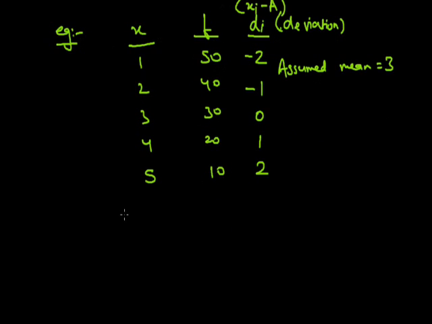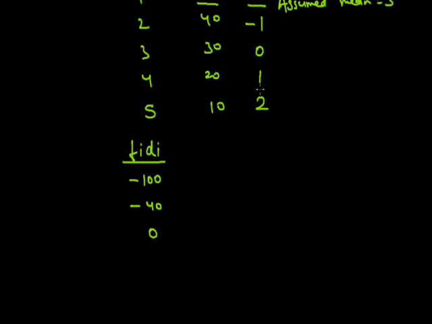Now we will find out the value of fi di. It means we multiply this deviation with the frequencies given for the particular observations. For the observation 1, frequency is given as 50, so we multiply this 50 with the deviation, which is minus 2, and get minus 100. In the same way, we multiply 40 with minus 1 and get minus 40, then 30 with 0 gives 0, 20 with 1 gives 20, and 10 with 2 gives 20.